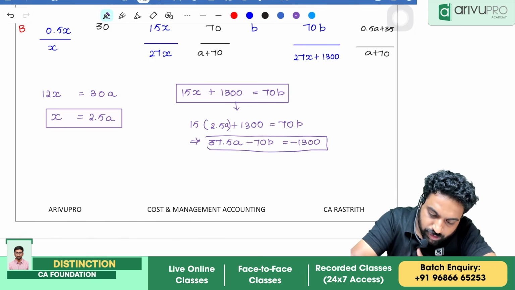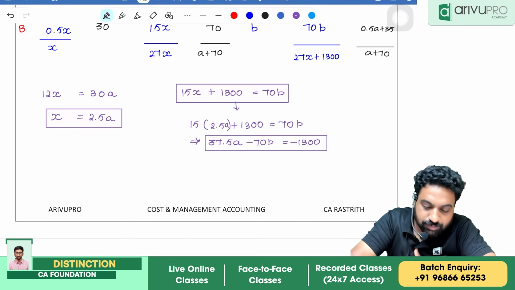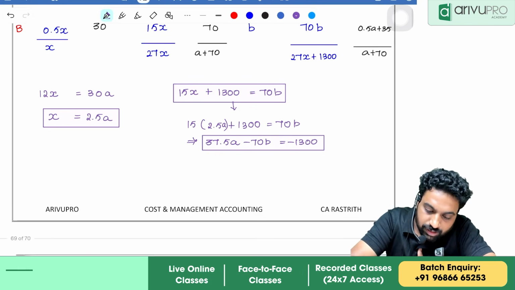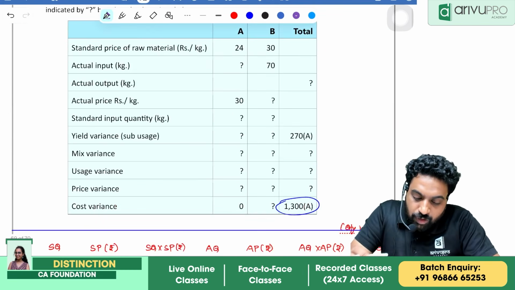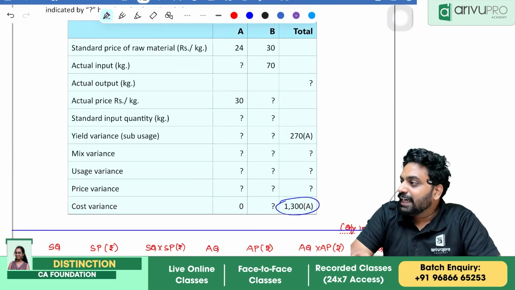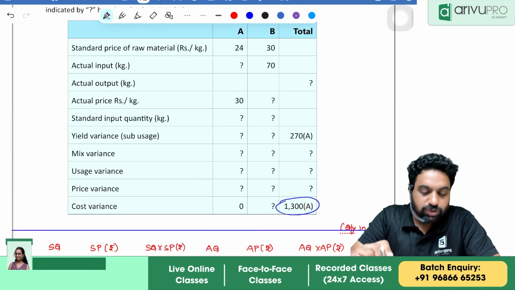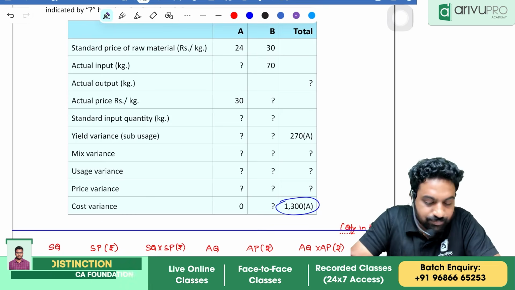Let it be one more question or one more equation. Okay. Now, what else information they have given? One more information they have given is yield variance. So whatever possible, we should try to get it from yield variance now.